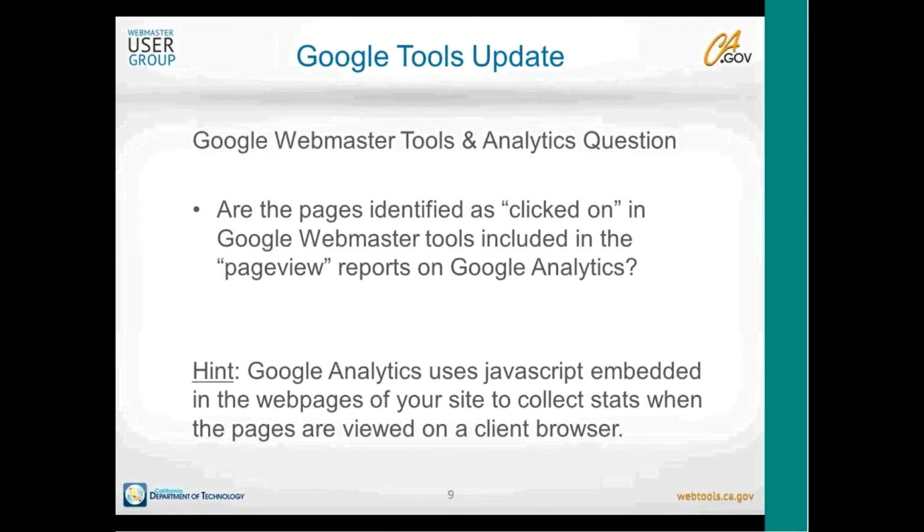There's a hint here. Google Analytics, the way it works, is embedded within your website in the header. It's a piece of JavaScript code, right? And it executes whenever those pages come up. So a hint is that's the only way the analytics happens on your website. Who knows the answer to this? I'll give you another hint, it's a depends question. Anybody have an idea as to what the answer is? Are the pages identified as clicked on in Webmaster Tools included in the page view reports on your Google Analytics?